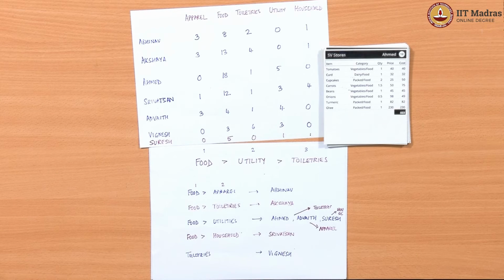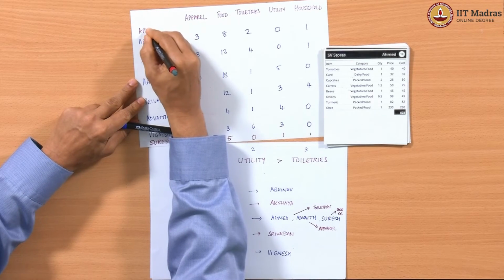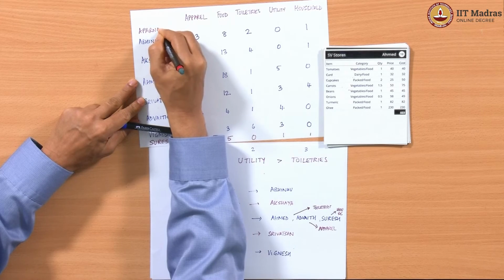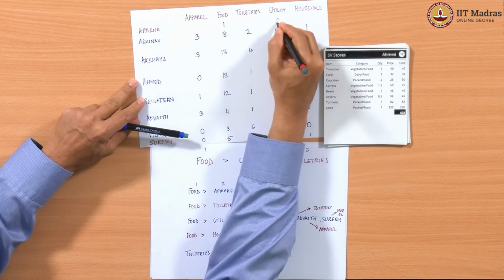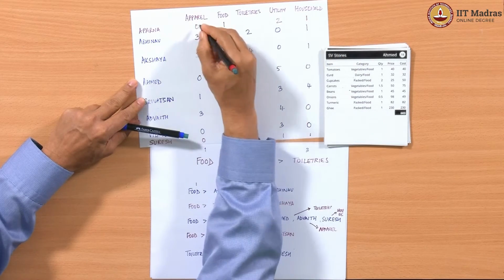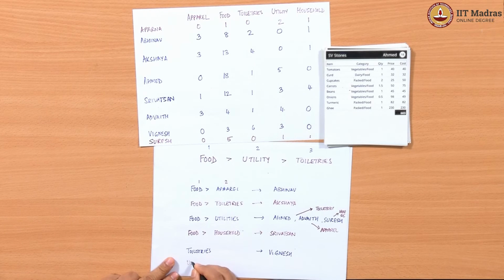There is Aparna, so maybe I'll write her on top. These are all people who had few items, so we did not include them in this top 6. But Aparna is 1, 2, 1. Now Aparna is the only person who's got utility there. So if I say utility, it must be Aparna, as a topmost thing. So it works. I mean, it seems to work.